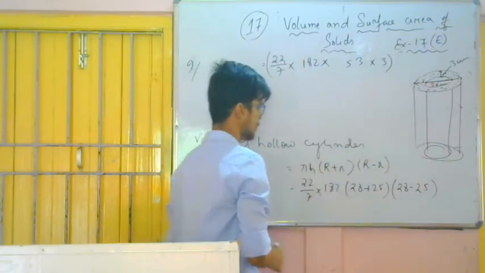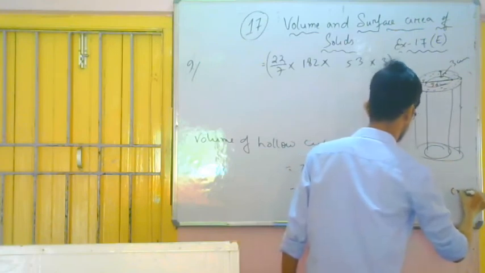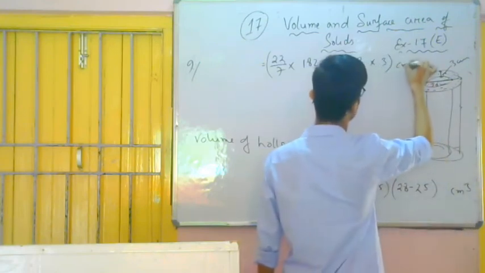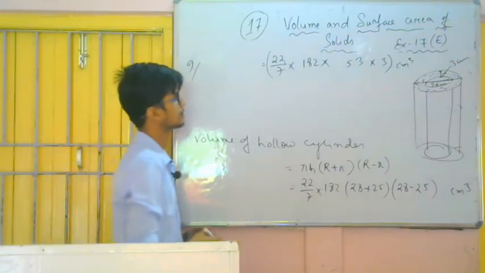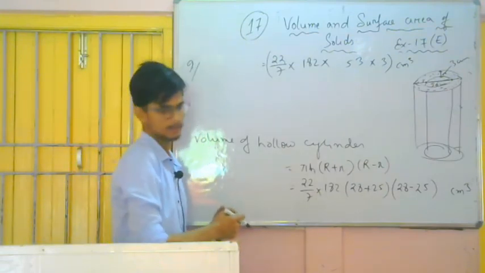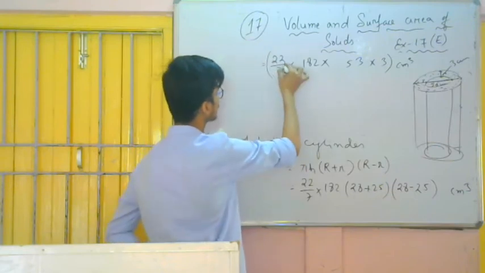So this is the volume of the hollow cylinder. Unit will be centimeter cube. So this is the volume of the hollow cylinder. So now I will calculate this one. Can I cancel it with 7? Yes.